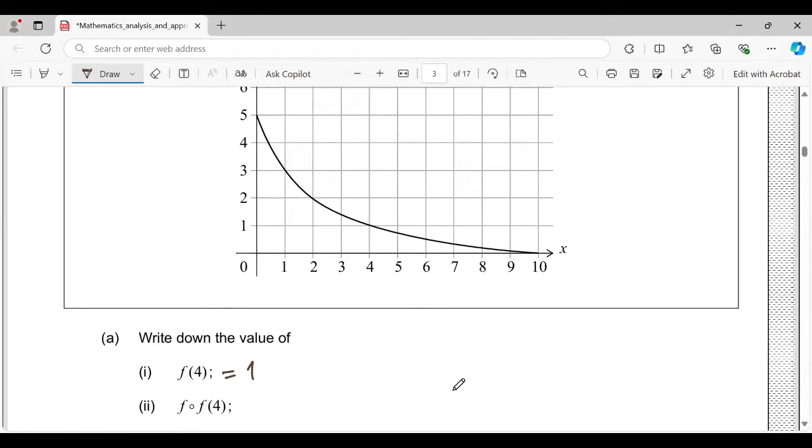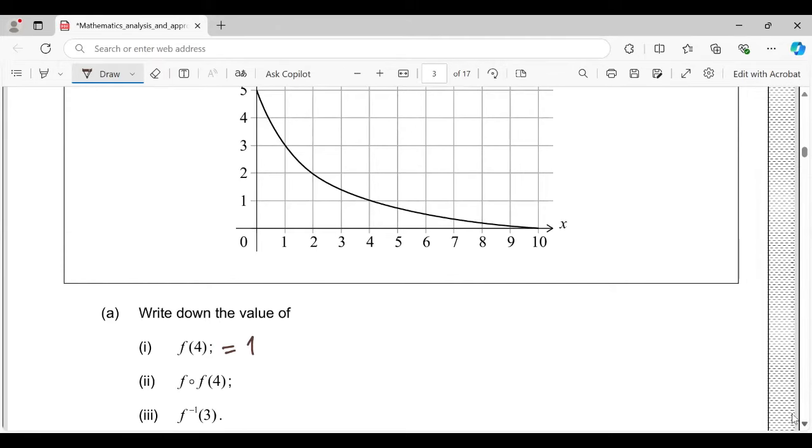And part two is f composition f(4). We need to find, if f(4) equals 1, this composition becomes f(1), because f(4) equals 1. So if x equals 1, it means here y equals 3. So it is equal to 3.